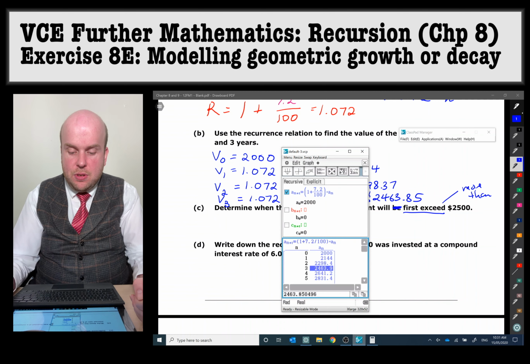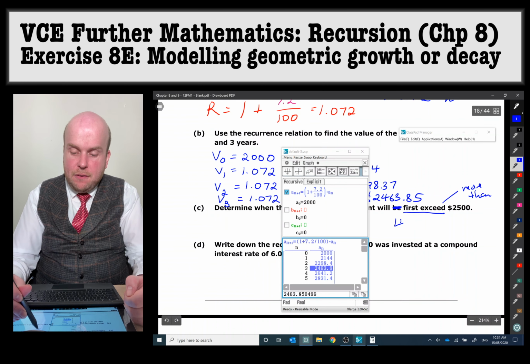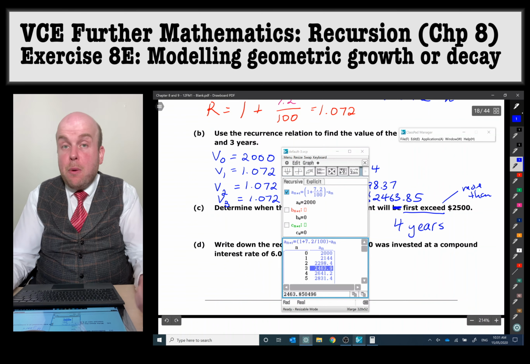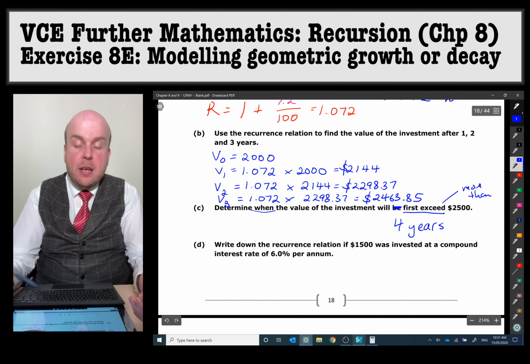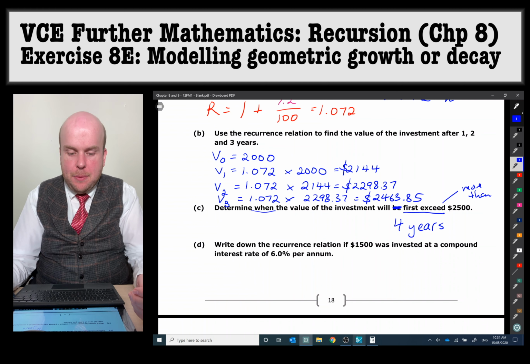Because the third year, it's 2,463 and 85 cents. So after 4 years. Do I need to write what the amount is? Nope. It just says determine when. So the when means I want a time period.